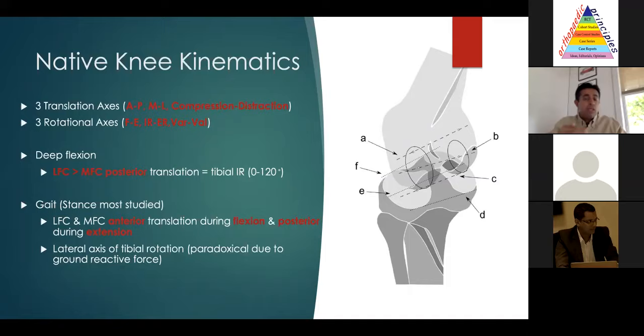What about in gait? In gait, what has been studied the most out of all the literature is the stance phase of gait. So when you're standing, in that, there is anterior translation of the lateral femur and the medial femur during flexion and posterior translation during extension. So there is this paradoxical motion, and that happens mainly because of the ground reactive forces on your leg. That's Newton's third law. To every action, there is an equal and opposite reaction. So if your knee is pushing on the ground, there is an equal force, and that causes a paradoxical motion in the knee to compensate for that ground reactive force.